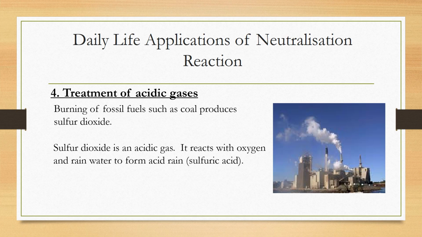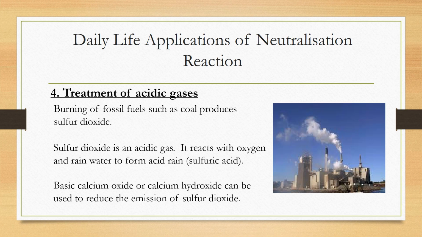You have learned about the different problems that acid rain might cause. Therefore, the effects of acid rain can be reduced by decreasing the emission of sulfur dioxide from burning of fossil fuels. The gases leaving the chimneys of factories are often treated with basic calcium oxide or calcium hydroxide.